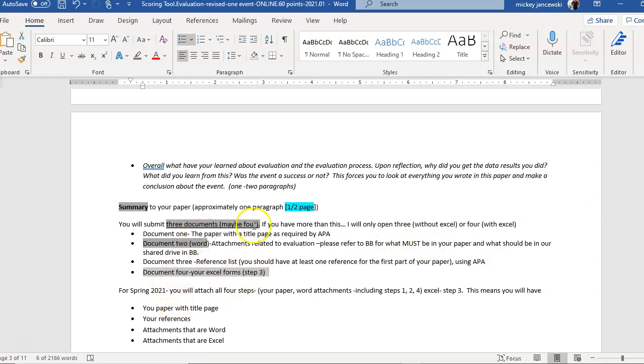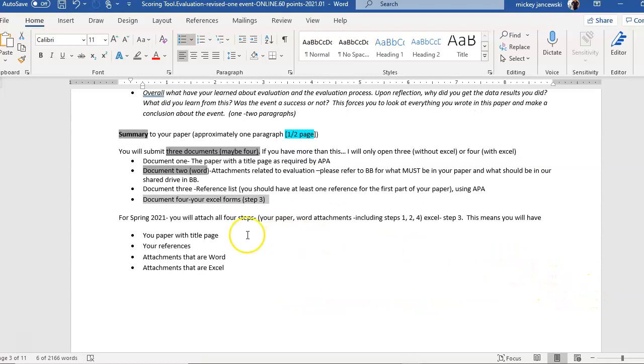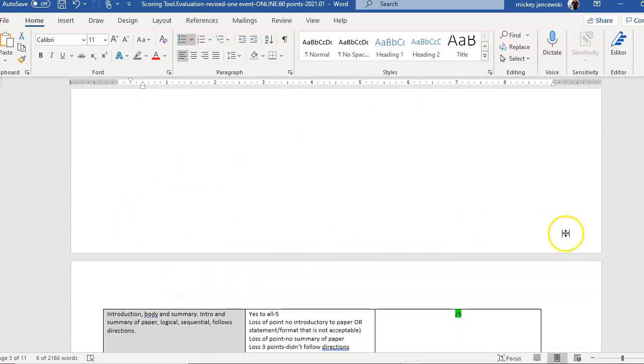So you're going to attach, it says you're going to attach all 4 steps. That's what it says, but this could still vary. So after we meet, I'll be more clear with each of your groups. And make sure before you submit you have those documents.